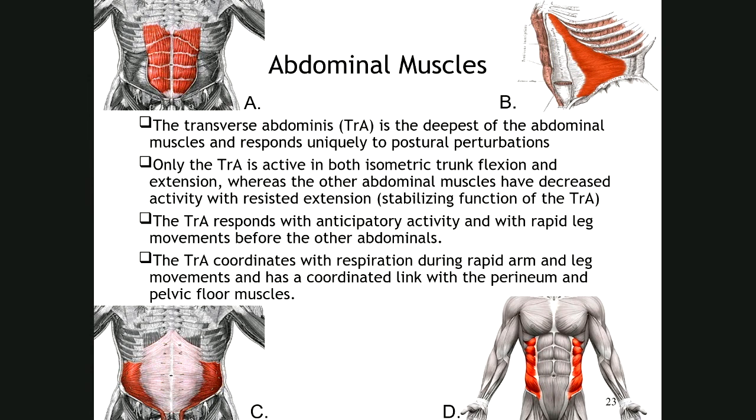So I want you to think of the trunk as a bucket. So you know the bucket has the front of the bucket, the back part of the bucket, the top, and then we have the bottom. So at the front of the bucket, we have our abdominals that are protecting that water from coming out of that bucket.